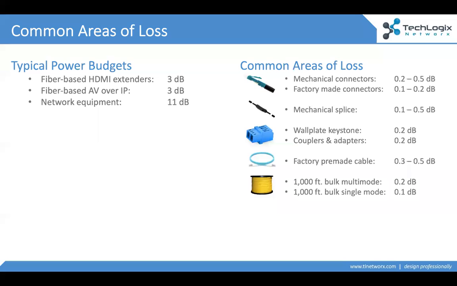But in the video world, we don't have packet correction. If we're transmitting HDMI, for example, or sending streaming video, there's no packet correction, so it's very, very susceptible to any loss. If parts of that stream, the ones and zeros, get lost or delayed, it's going to translate into signal drop. For this reason, when we look at the power budgets across different applications, if we're doing HDMI, we're dealing with about 3 dB. If we're dealing with AV over IP, 3 dB. This is pretty sensitive to loss.